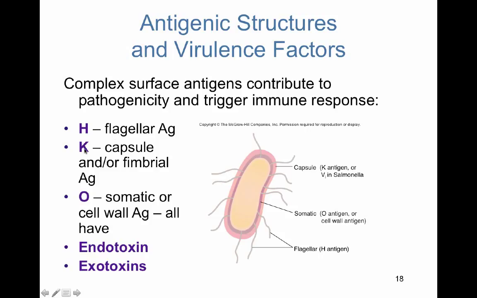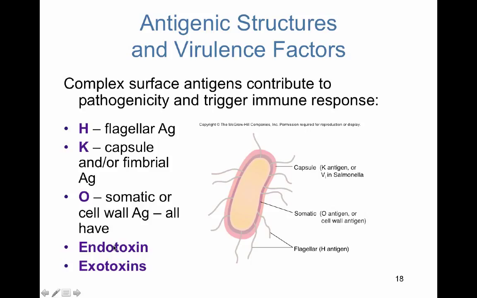So specific namings of unique strains of bacteria may contain either an H, a K, an O in the name, and these are referring to the different virulence factors that have been found to be associated with that pathogen. So the H is referring to the flagellar antigen, so this is the flagella, right? The K would be referring to the capsule, so flagella on the bottom, capsule on the top would be K. Or the O, which would be the cell wall antigen. So all of these are considered virulence factors, along with toxins, so endotoxin or exotoxin.